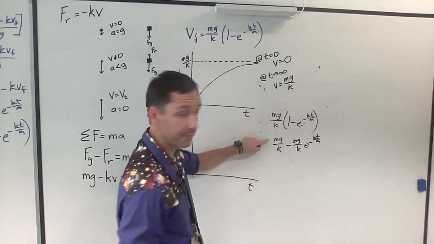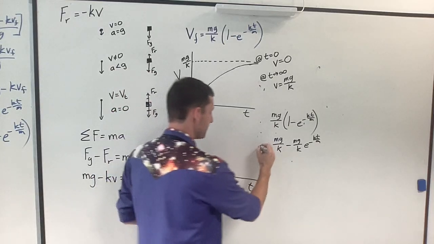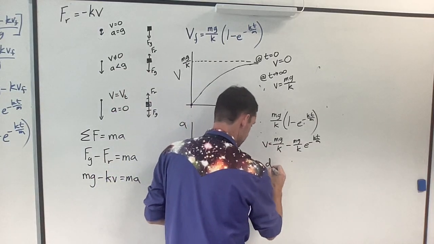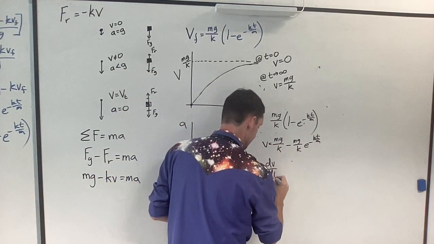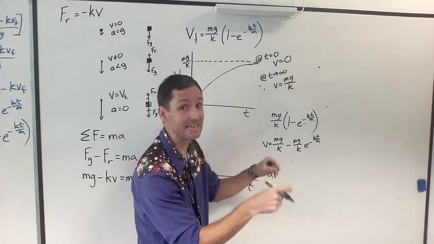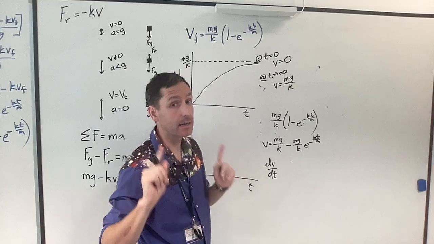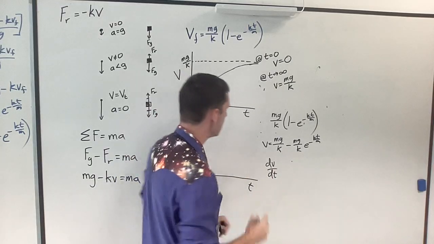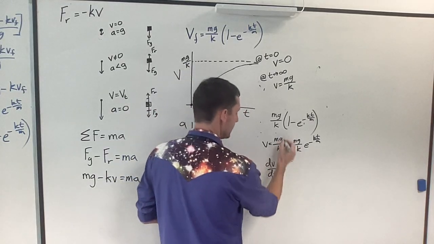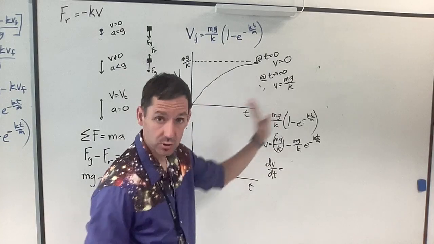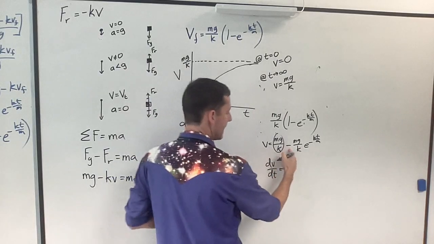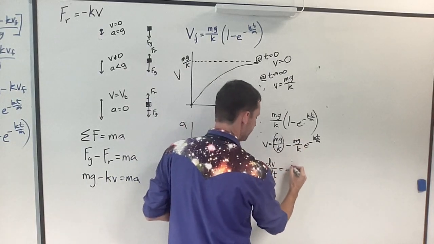Now when I take the derivative of this, if this is v, then dv dt, and it does have to be dv dt, that's how you get acceleration. dv dx is not acceleration, that's something else. Okay, dv dt, this is a constant, so that goes away. And then I'll have negative mg over k.